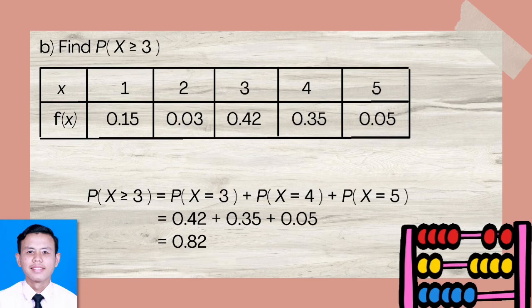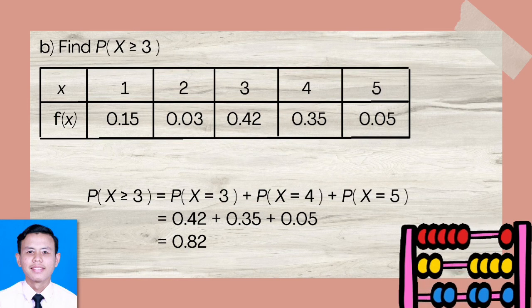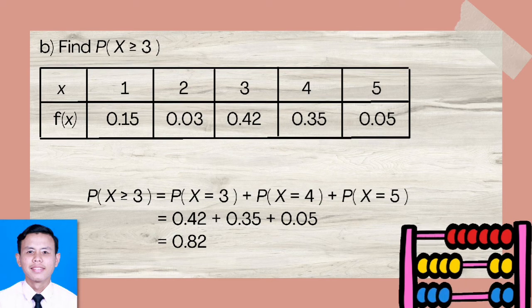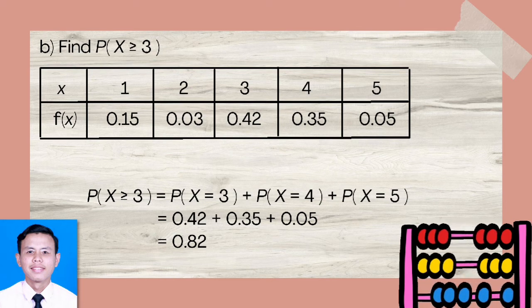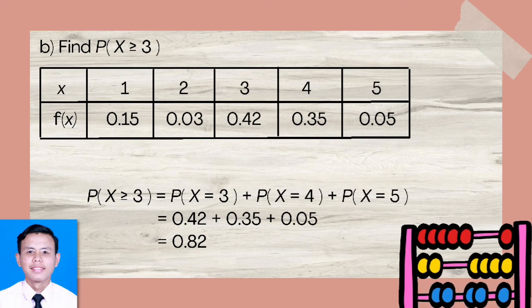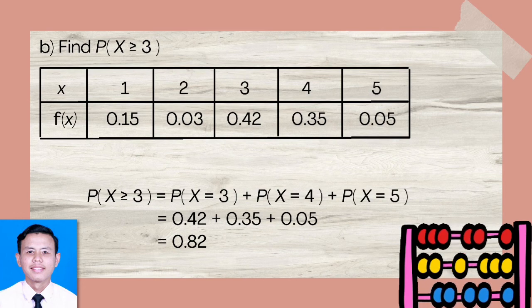Next, for B, the question asks me to find P(x ≥ 3). Firstly, I complete the table. We substitute the value of m to get the real value for x, 3 and 4. Next, the meaning of P(x ≥ 3) is P(x = 3) plus P(x = 4) plus P(x = 5). So I just add those 3 probabilities, which is 0.42 plus 0.35 plus 0.05, and the answer is 0.82.